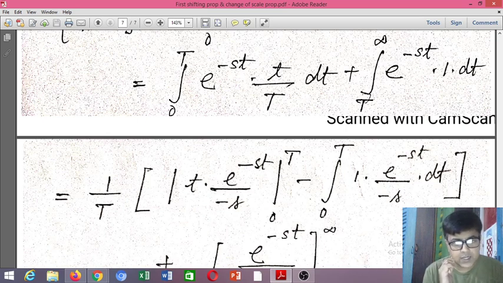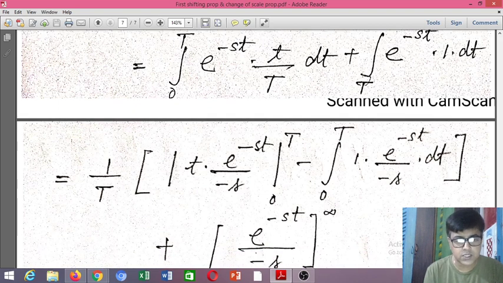If you integrate by parts, you can take that 1 by capital T outside the integral, which we did over here. You see, 1 by T is kept outside. Small t is taken as your first function, e to the power minus st is taken as your second function. So we write t into the integral of e to the power minus st, which is e to the power minus st by minus s, with limits from 0 to capital T, minus d/dt of t, which is 1, into the integral of e to the power minus st, which is e to the power minus st by minus s, dt, limits from 0 to T. So it's plain and simple integration by parts.